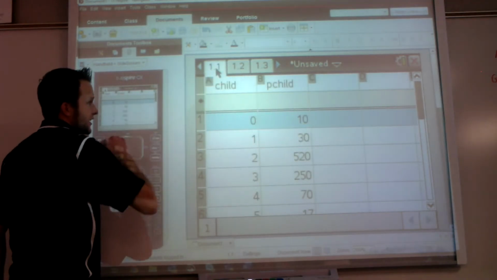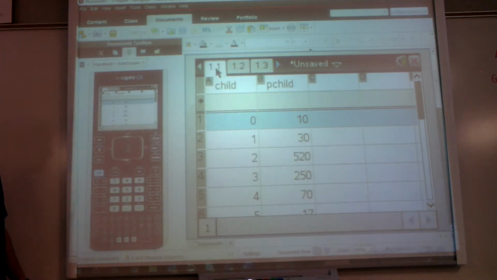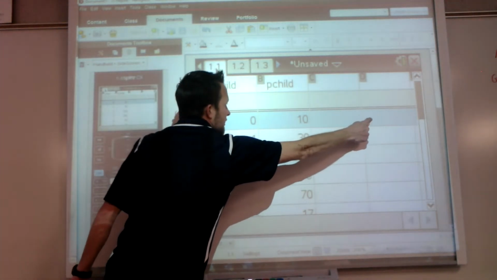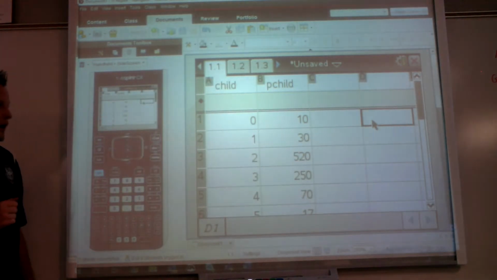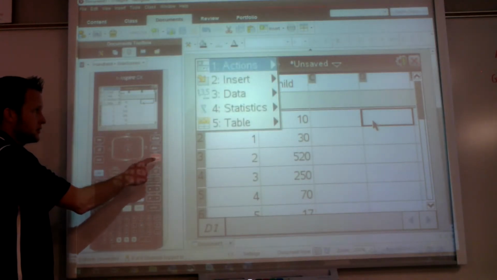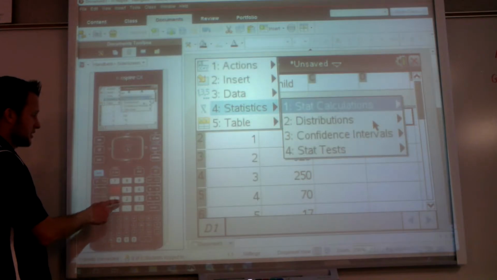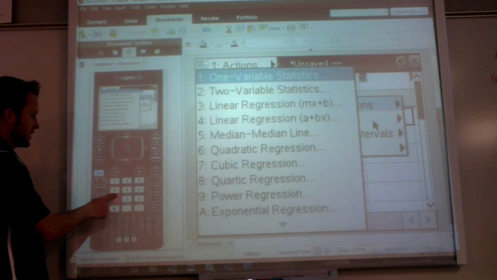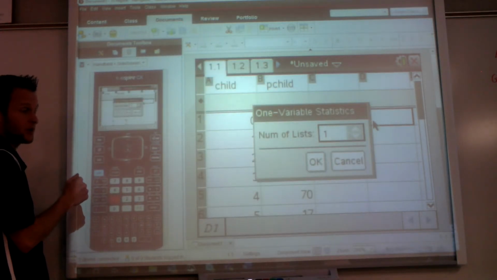Now, I've already done that here, and there we go. So now I'm going to do the one variable stats, because we only have one variable here. If you remember, to get the one variable stats, get the info, we do the 411. So I'm going to go to Menu, Statistics, Stat Calculation, and one variable stats, Menu 411.